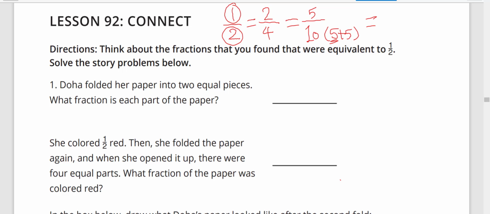Another equivalent fraction to half, if we write 8. 8 is double 4. So the numerator will be 4. So half is equal to 2 fourths, 5 tenths, and 4 eighths.